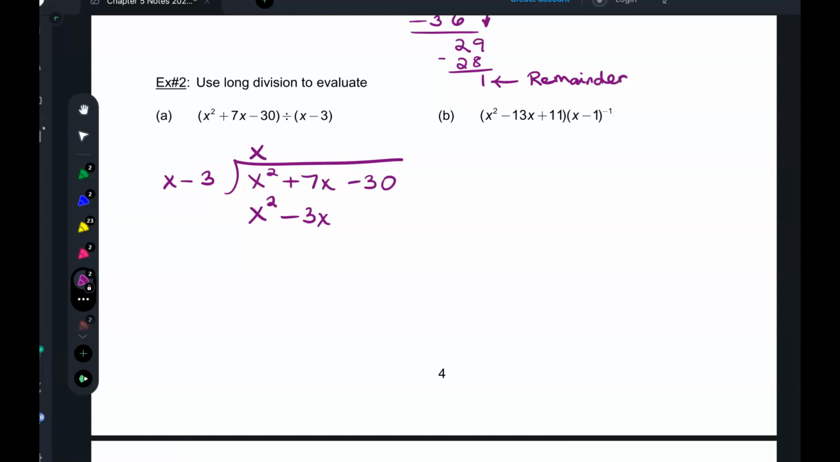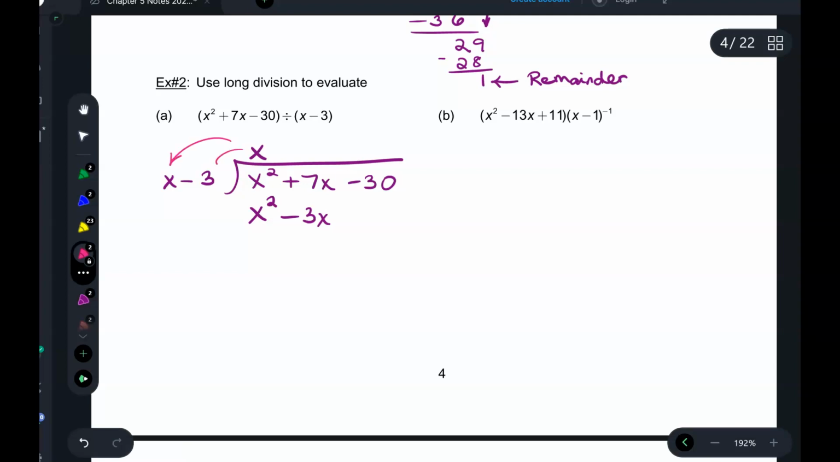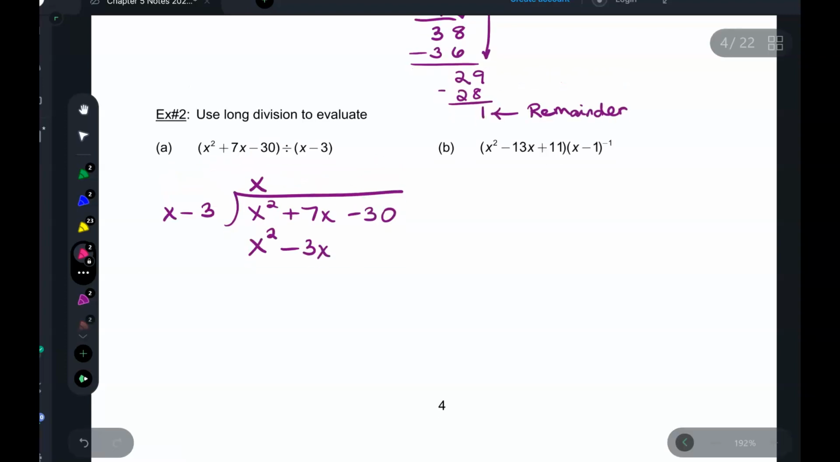Okay. Well, when we did the long division with the numbers, what was the next thing we had to do? We had to subtract. How do you get the 3x? It's multiply. But then why is there an x on top and no 3 on top? Because x times x is x squared, so you multiply the x to that.